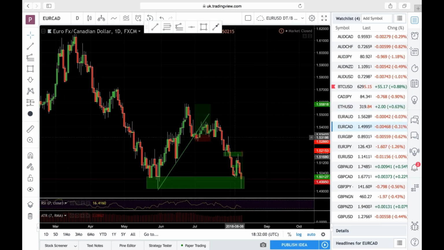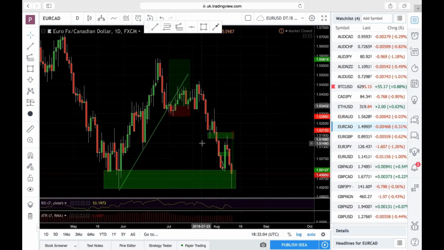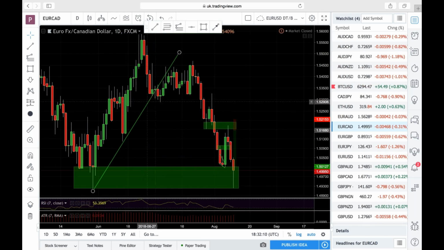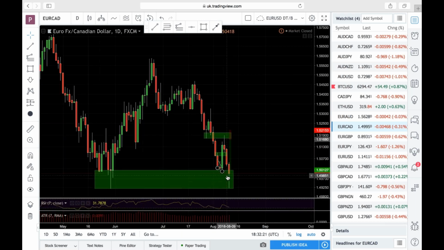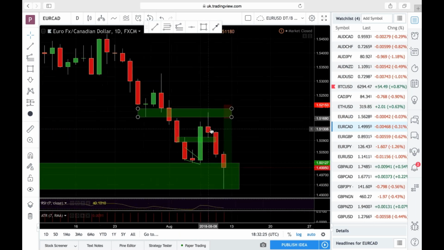On the EuroCAD, again, you identify what the market is doing. Just clean this off. This is the trade we took a while back. Here we go. So identify what the market is doing. It had a new structure low, outside return, new structure low, outside return, new structure low, and then we're having a nice outside return right here. Don't forget this is the daily.